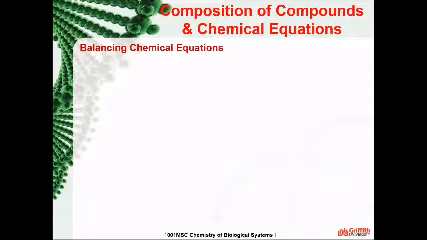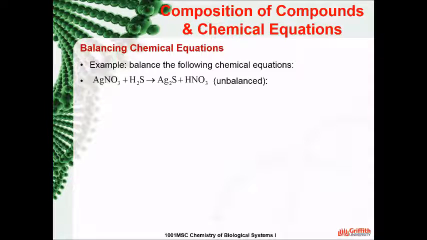Now, the main task when writing a chemical equation is to balance it. For example, AgNO3 plus H2S forms Ag2S plus HNO3. This chemical equation is unbalanced. To balance the equation, we need to put numbers in front of the compounds to make sure that we have the same number of elements on both sides of the equation. So the number of elements that are going into the reaction should be equal to the number of elements that are produced in the products.